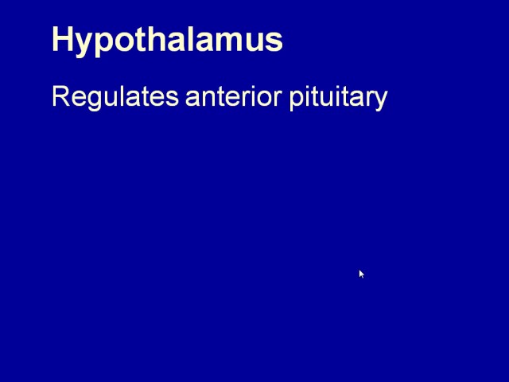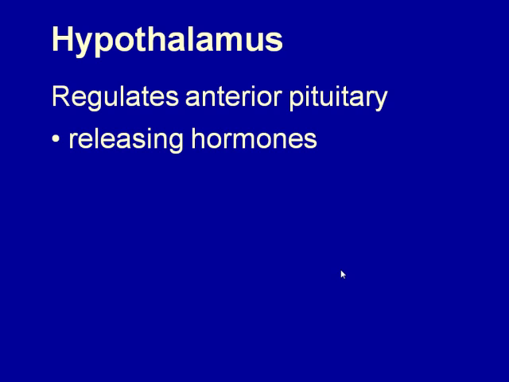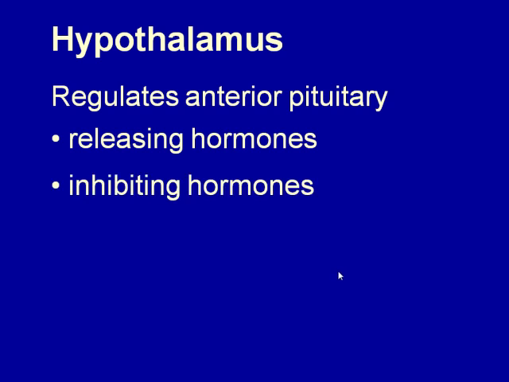Now, the hypothalamus is part of the brain, but it does regulate the anterior pituitary. It secretes a group of hormones that are called releasing hormones or inhibiting hormones, so that they cause the pituitary to release gonadotropins or to release adrenocorticotropic hormone, or they inhibit the release of those hormones.